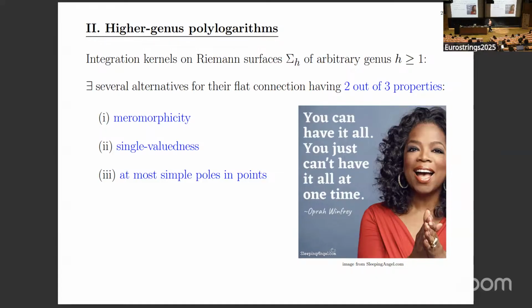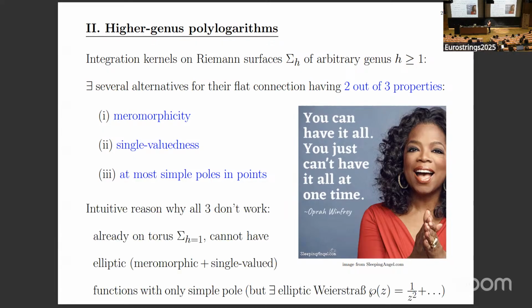Now, what kind of properties would we want to see from our integration kernels and their flat connection? Well, a natural wish list after having seen the genus 0 case is meromorphicity would be great. Single valuedness would be great. I mean, dx over x minus p is single valued. And at most simple poles would be great. But these properties don't go well together starting from genus 1. For instance, you probably know that story about the Weierstrass P function. It has a double pole. It's elliptic, but it doesn't have an elliptic friend with just a simple pole. So that's the counterexample already at genus 1, that you can't have these three pleasant properties at the same time.